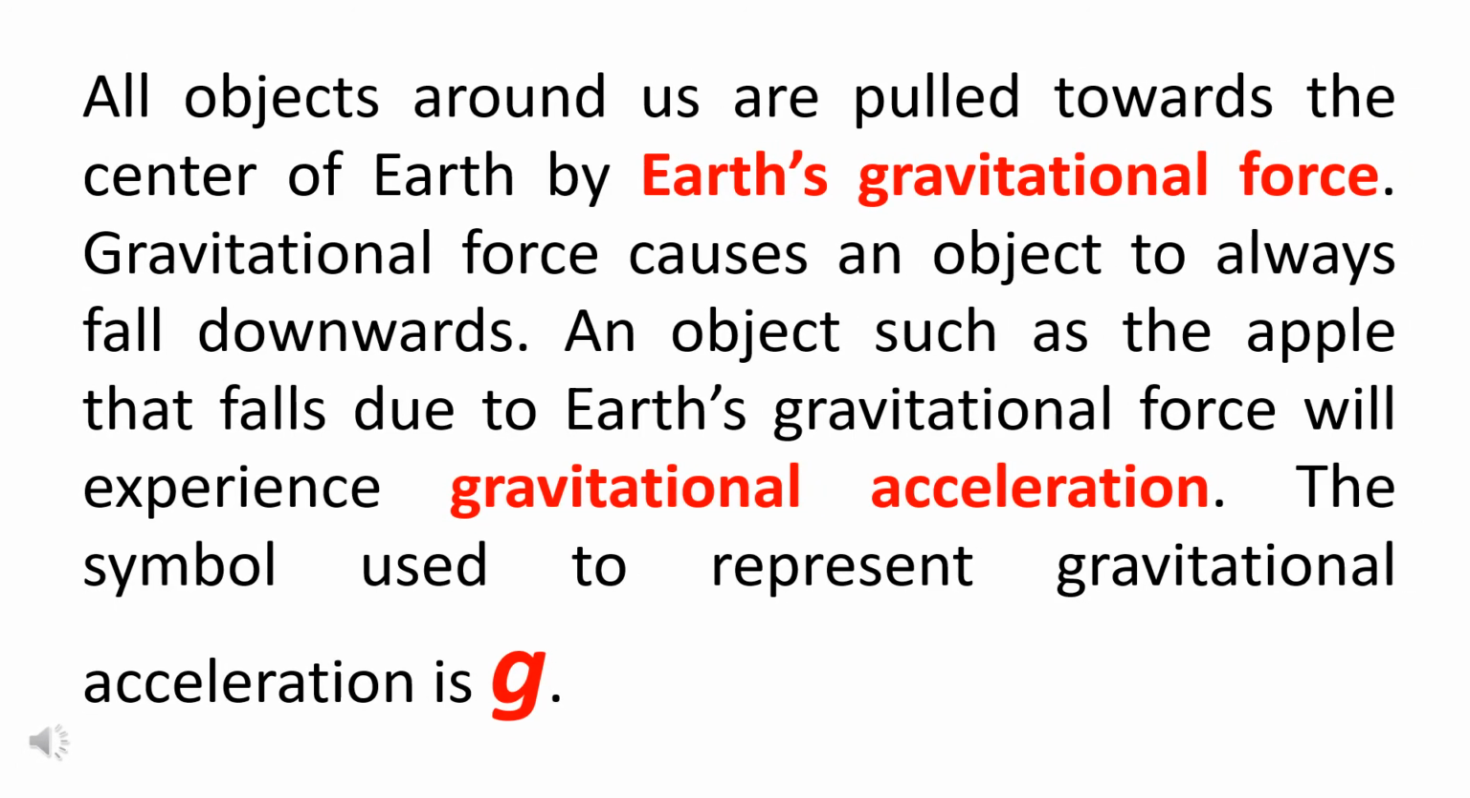All objects around us are pulled towards the center of Earth by Earth's gravitational force. Gravitational force causes an object to always fall downwards. An object such as the apple that falls due to Earth's gravitational force will experience gravitational acceleration. The symbol used to represent gravitational acceleration is a small letter g.